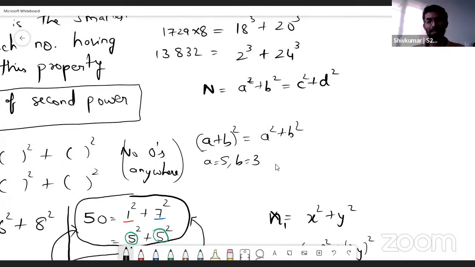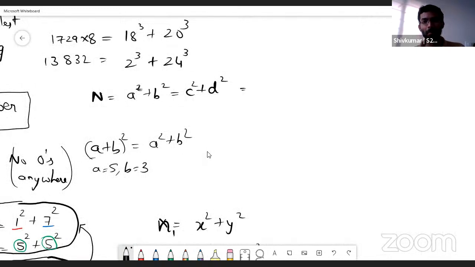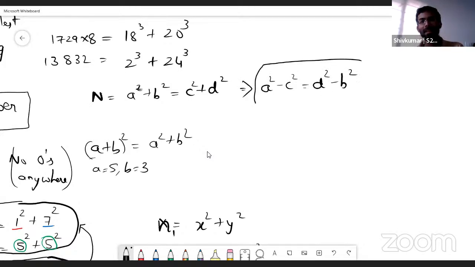If you want, I'll give the next step. Basically we're looking for a, b, c, d having this property: a square minus c square is equal to d square minus b square. Now with this, both sides have a beautiful factorization. How can we exploit this factorization to come up with these numbers? You can work on this after the session.